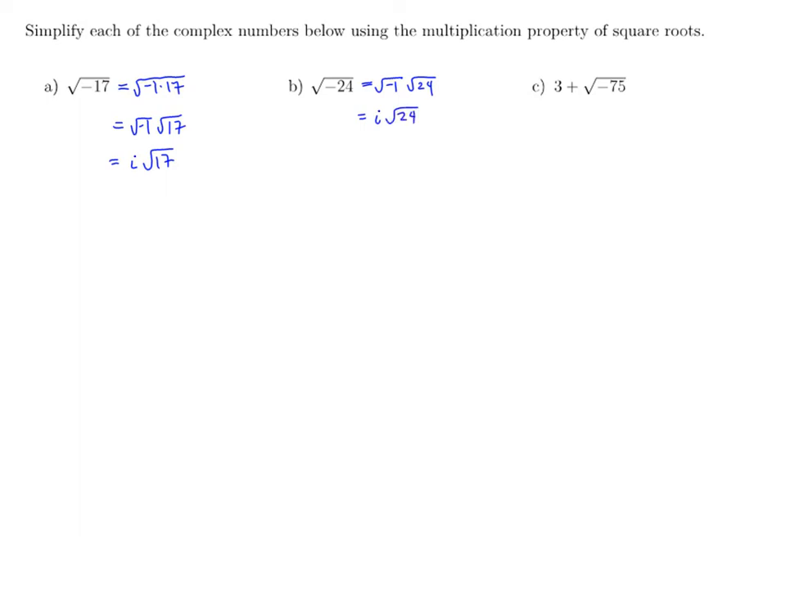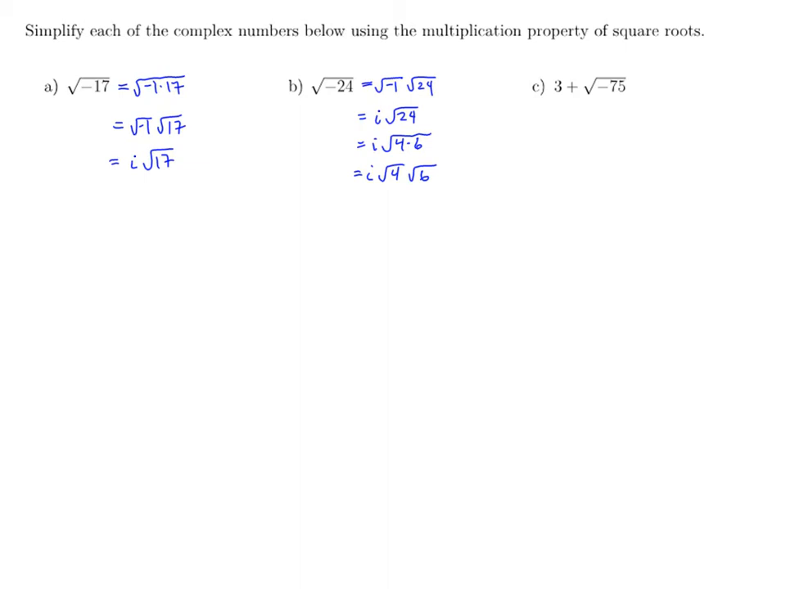So now that we have i out, we're going to go through and look for the largest perfect square factor of 24, which happens to be 4. So we'll break this down then into the square root of 4 times 6, and we're doing that so that we can then use the multiplication property and write it as the square root of 4 times the square root of 6. And again, i is still out front, so I have i times the square root of 4 times the square root of 6.